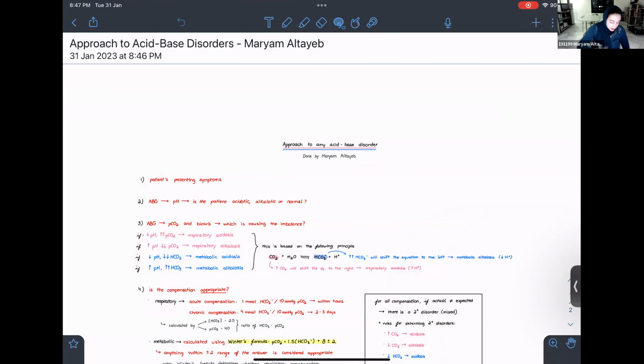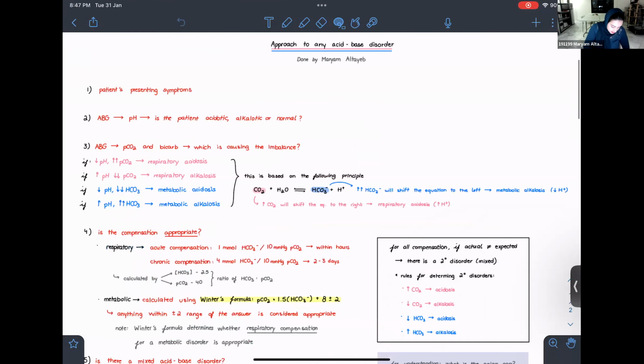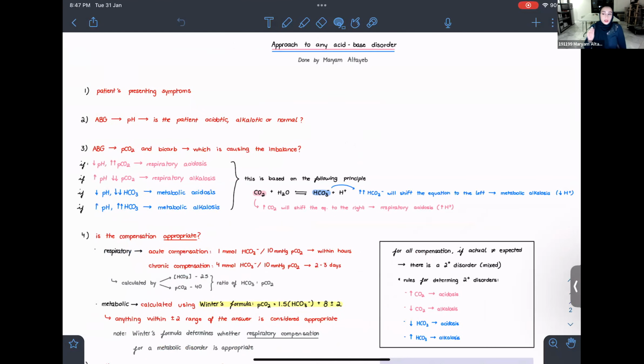Okay, Bismillah ar-Rahman ar-Rahim. Now, we're going to talk about the approach to any acid-base disorder. So, inshallah, after this, it's going to give you a very simplified algorithm that you can use to apply to any acid-base problem that comes your way, whether now or in the future, inshallah.